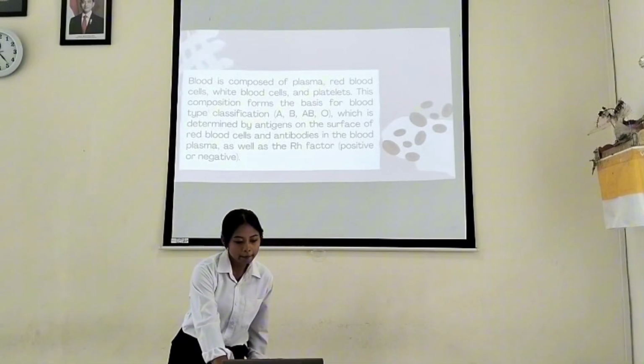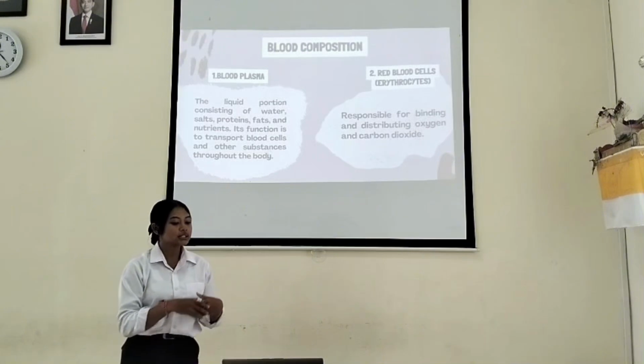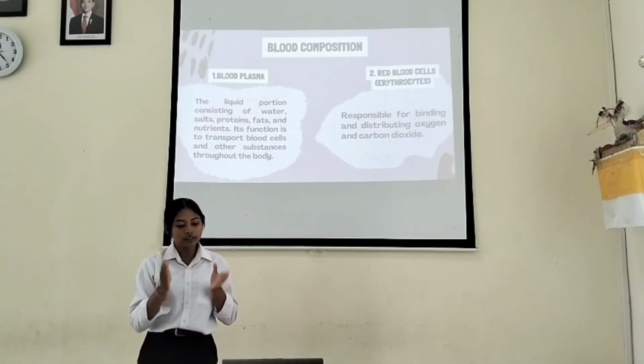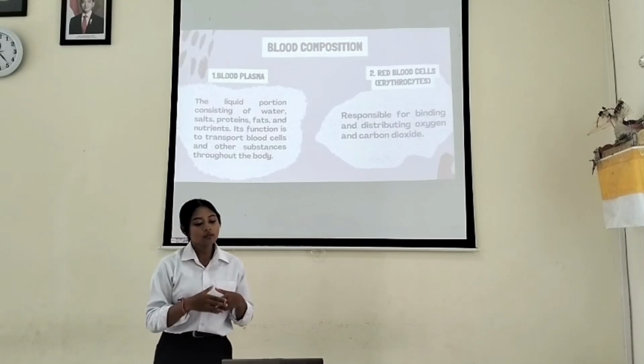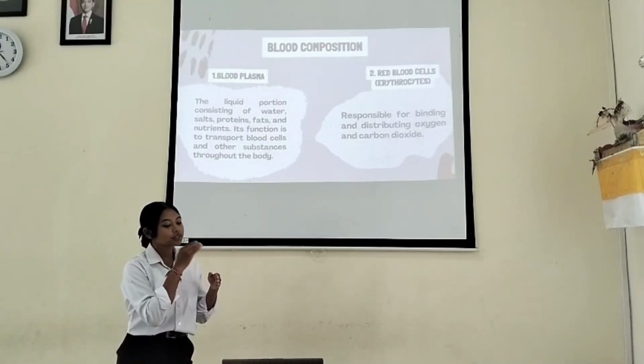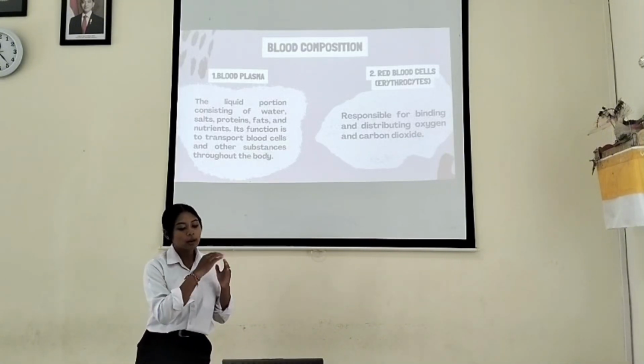And then, blood composition. The first one is blood plasma, the liquid portion consisting of water, salts, protein, fats, and nutrients. Its function is to transport blood cells and other substances throughout the body.